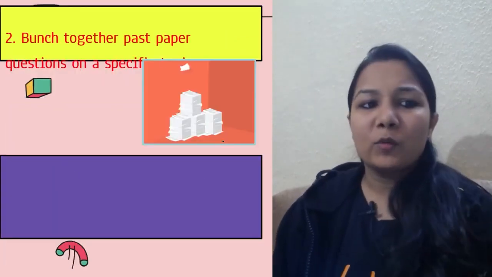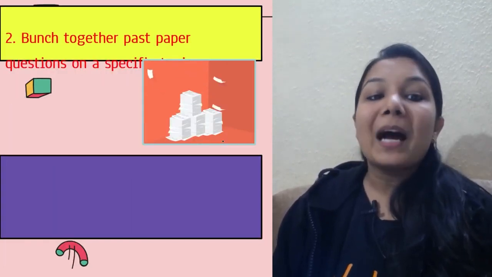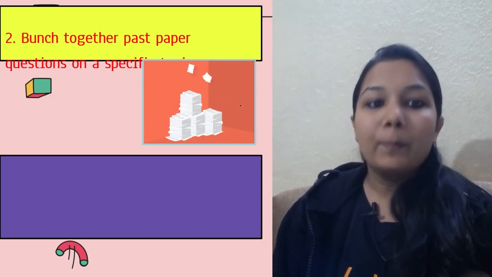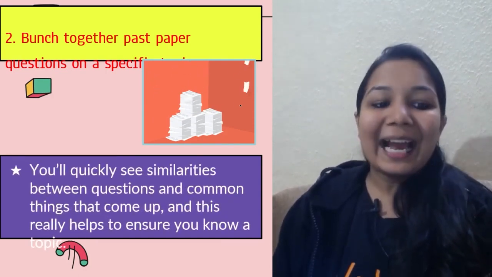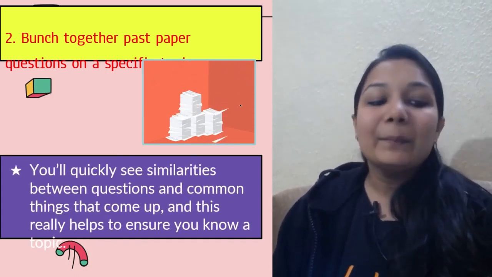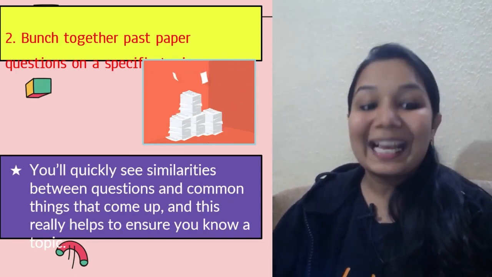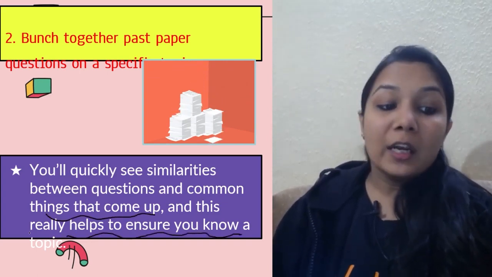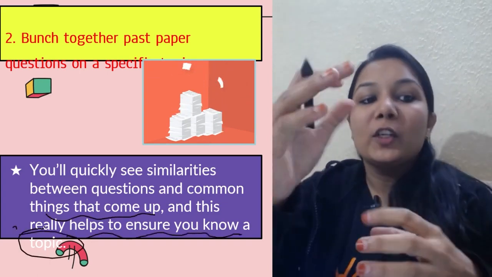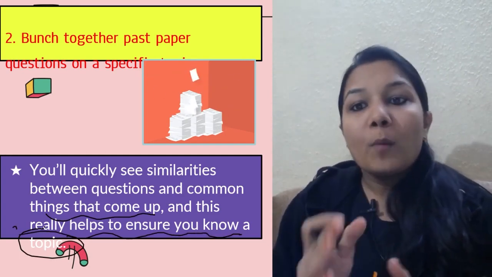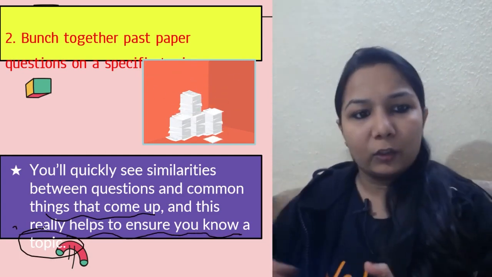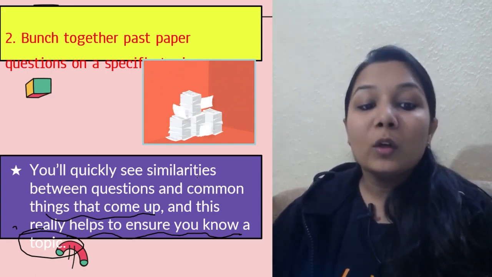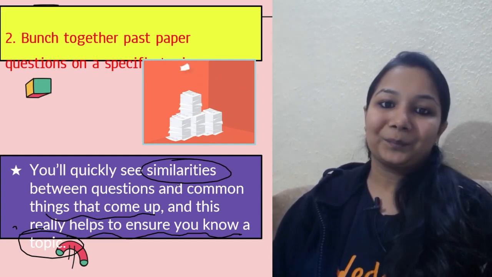And the second point which will help you is to bunch together the past paper questions on a specific paper, right. Put up all the papers at one place and then you will quickly see the similarities between the questions and common things that come up. And this really helps to ensure you know a topic, right? When you jot down all the papers, you will see, oh, ma'am, in the fractions chapter, these kinds of different questions are coming. So I have to actually go through every concept, right? And you will also know what the similarities are, right?